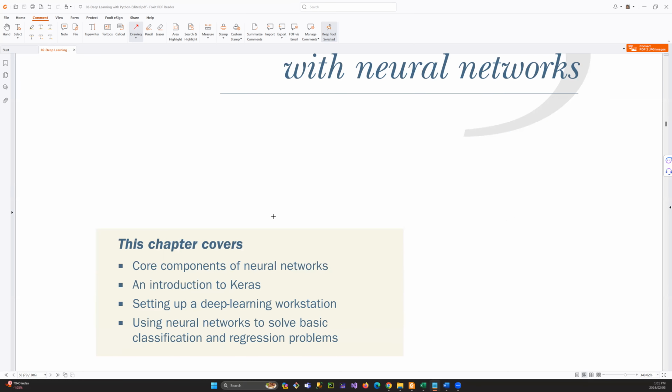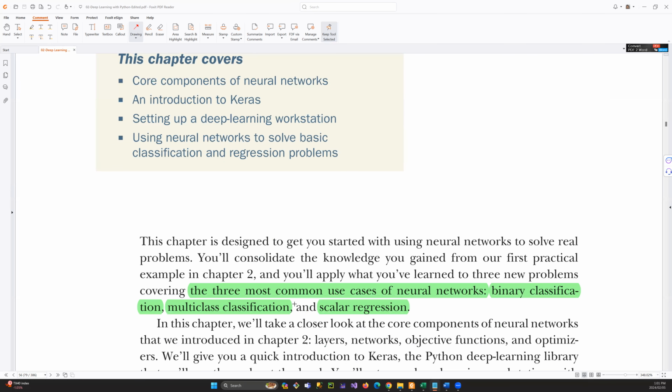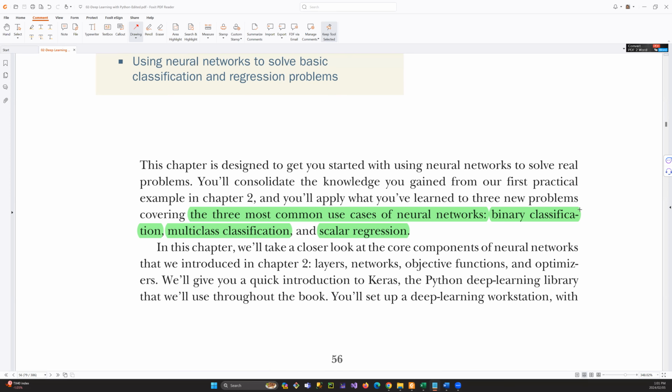So chapter 3 is all about working on 3 different models. 2 of them are classification models, and one of them is scalar regression. So the binary classification is defined in 2 different ways. Some people say if you have something like cat and dog, we can say it is a binary classification. Some people narrow down that binary classification into cat or not cat. So we cannot say cat and dog could be binary classification.